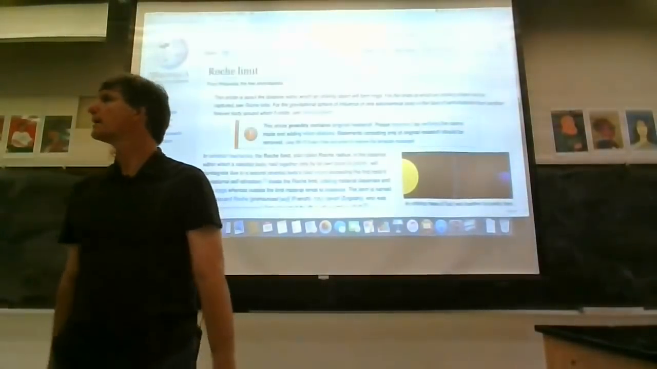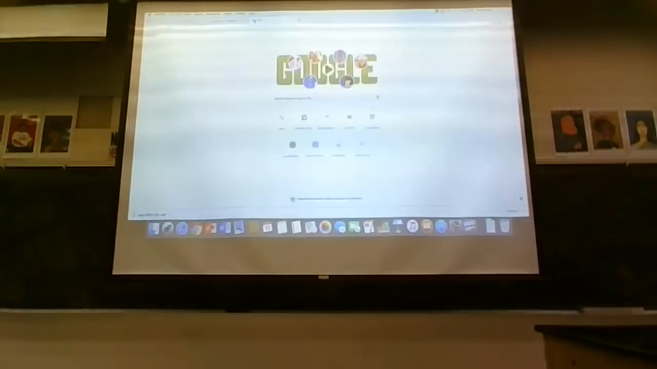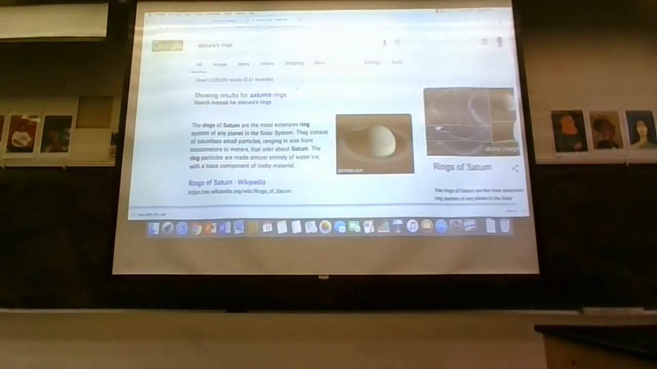Okay, so the other thing I'd like to share with you is there's something else about the rings of Saturn that makes this kind of nice, right? So if I look up Saturn's rings, try to look, how about Saturn's rings?